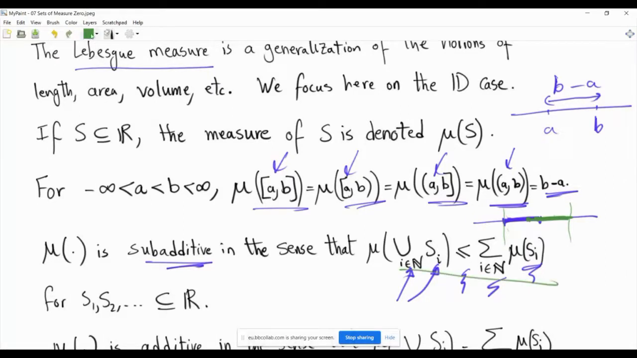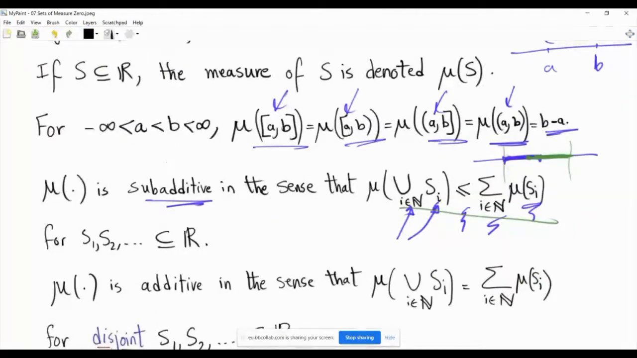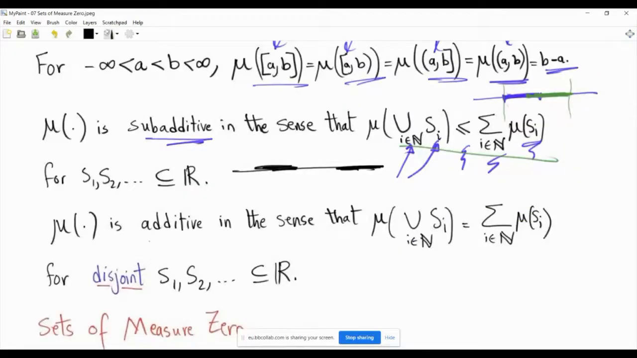Okay, now if the sets are disjoint, so if we are talking about intervals that are disjoint, and I ask you the overall length of these intervals, then you just sum the lengths. So for measure, the measure is additive. If you have the union of sets that are disjoint, then the measure is equal to the sum.